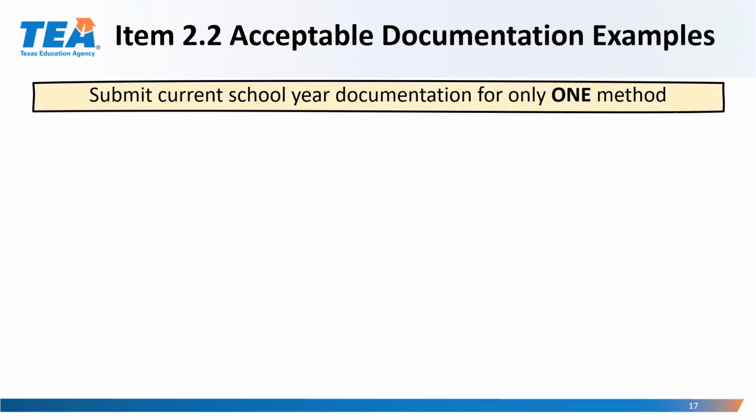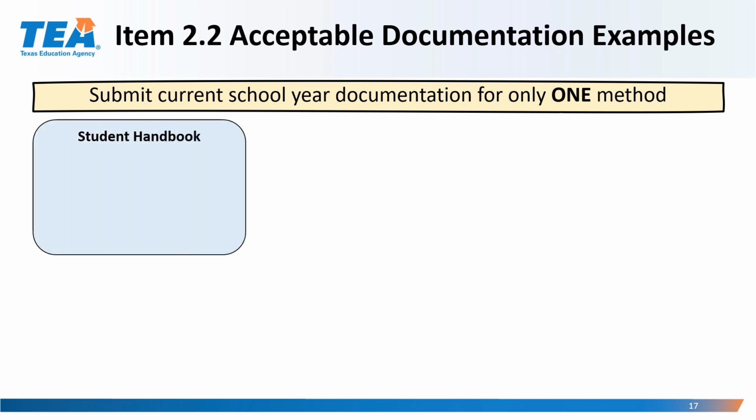Here are some examples of acceptable documentation for various methods of policy distribution. Again, this is a friendly reminder that the LEA should submit current school year documentation for only one method. Examples include student handbook. If the student handbook is a method that the campus used to distribute the policy, the LEA can submit the relevant pages of the student handbook that include the campus written PFE policy.